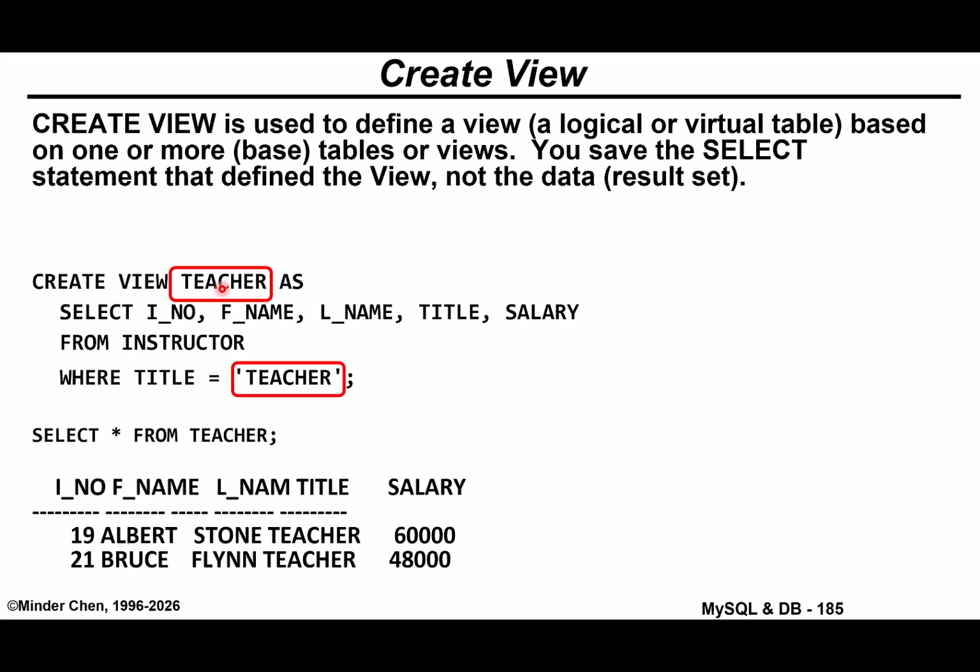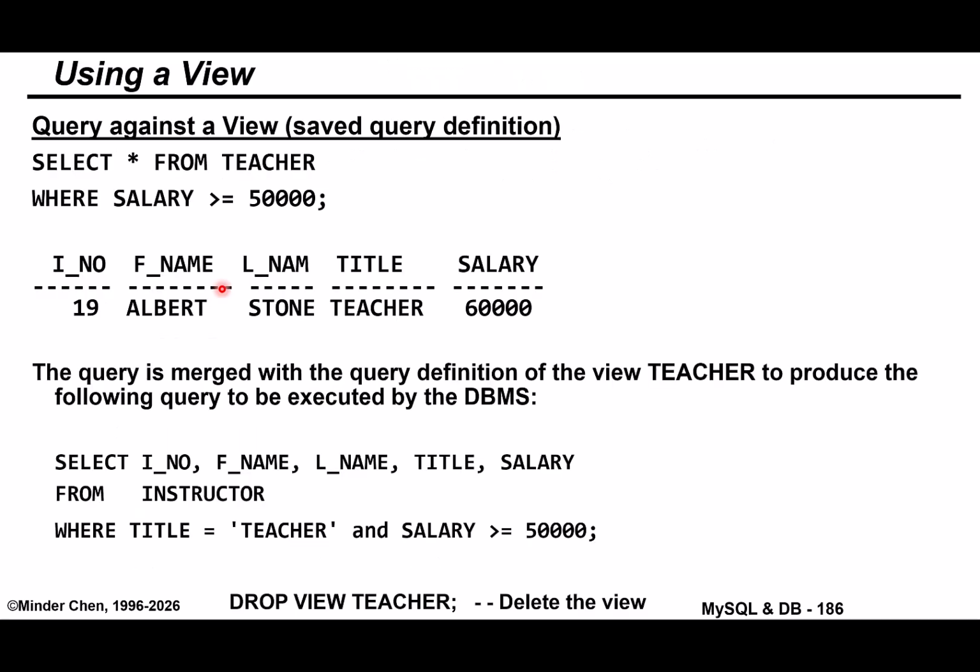But this may change, because if you change the underlying instructor table by adding a new instructor with the title teacher, then when you refer to the view or query the view, you're going to get more than 2 instructors who are teachers. So let's look at it.